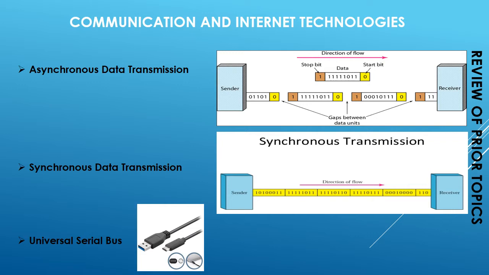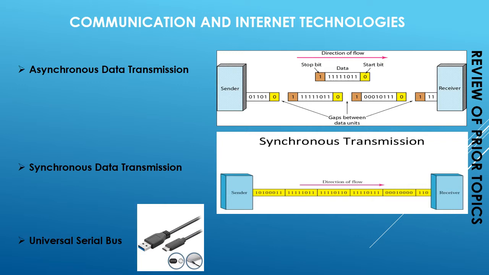In synchronous data transmission, there is no control bit used. However, data is sent in bulk in the form of bytes over a single communication wire in a continuous stream of bits. There is a time session set between the sender and receiver for each byte. In the end, we talked about the universal serial bus or USB cable as the faster communication medium.